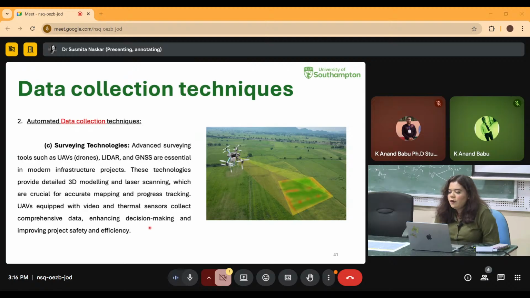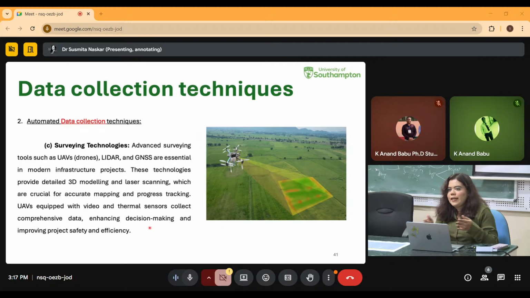And they are very crucial for accurate mapping and progress tracking over large or difficult to reach areas. So drones are equipped with video cameras and thermal sensors, and they can collect highly comprehensive real-time data, which offers us insights into structural integrity. They also help us understand the environmental conditions and construction progress, and this capability greatly enhances decision making, project safety, and efficiency.